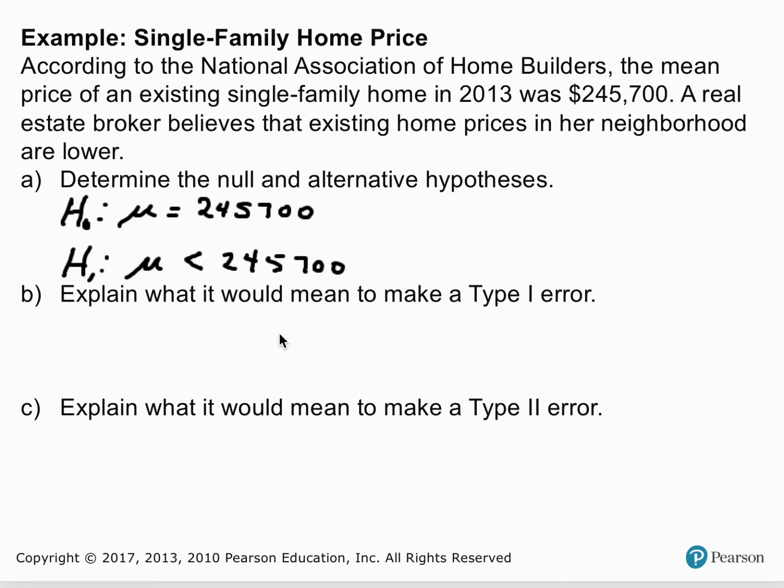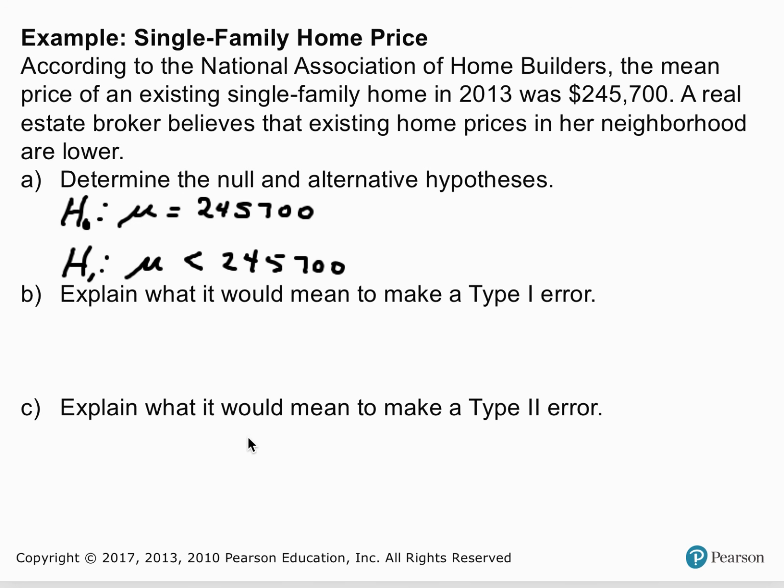Explain what it would mean to make a type 1 error. Okay, so a type 1 error is when you reject the null hypothesis when you should not. So I'm not going to write it all out in words because it's so hard to write on this. But that would mean that the evidence leads the real estate broker to conclude that the mean price really is lower when it's not. Okay? Type 1 means you reject the null hypothesis when you should not have.